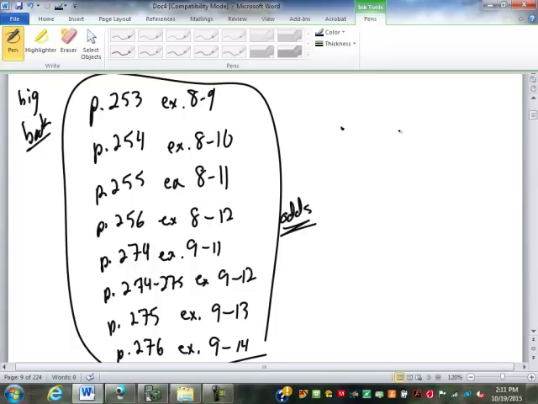You guys are wimps. You guys all got the pages down?